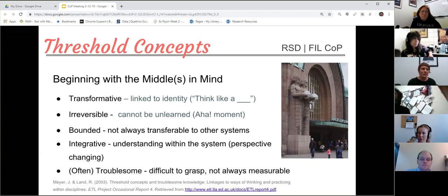So threshold concepts is a learning theory. I would say it's more of a philosophical learning theory than maybe like a cognitive psychological learning theory. That's okay. It's just one lens to help us.